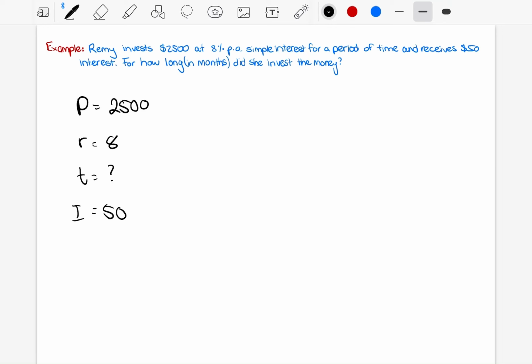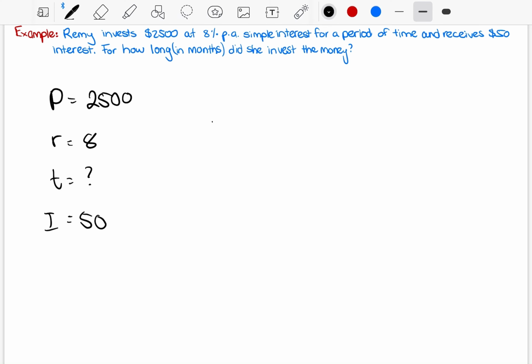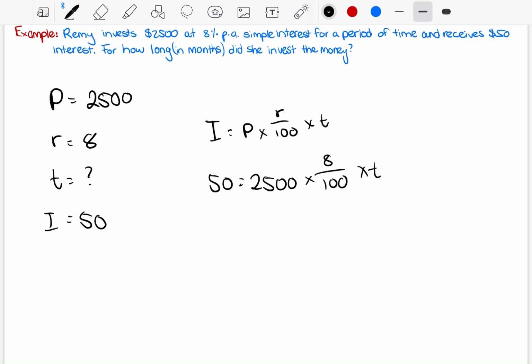Start by writing out your formula. This is the easiest way to avoid mistakes as well. So we're going to write I equals P times R over 100 and then times our T. So my I is 50, my P is 2,500 times 8 over 100 and then times T. We'll leave it as T. Now I'm going to simplify this 2,500 times 8 over 100. So 2,500 times 8 divided by 100 gives you 200.